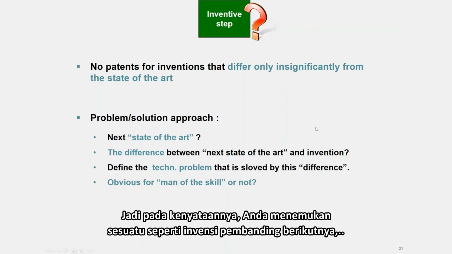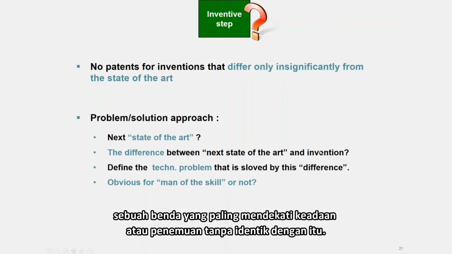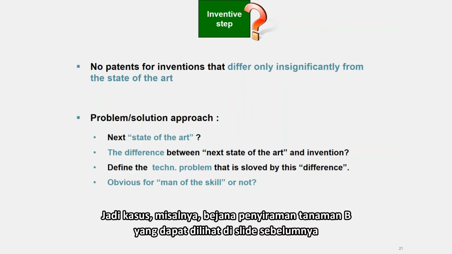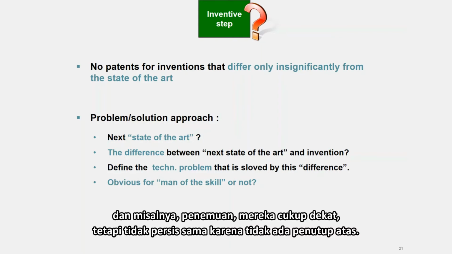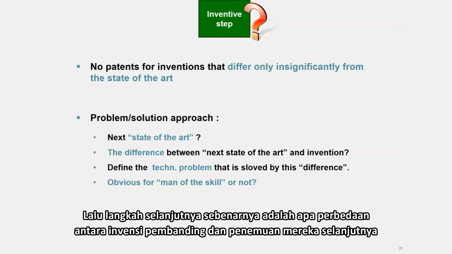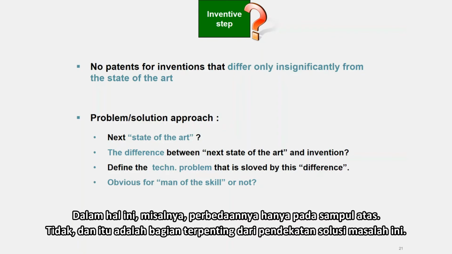So in fact, you find something like the next state of the art. An object which comes closest to the invention without being identical to that. So the case of, for example, the watering plant vessel B we found in the last slide, and the invention, they are quite close, but not exactly the same because there is no top cover. Then the next step is actually what is the difference between the next state of the art and the invention. Here in that case, for example, the difference is just the top cover.